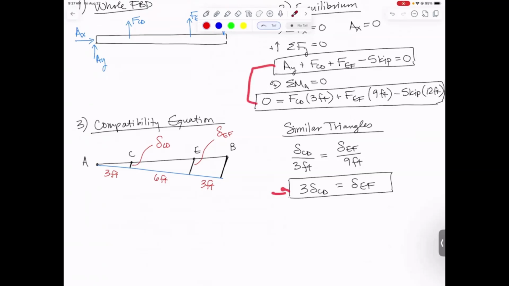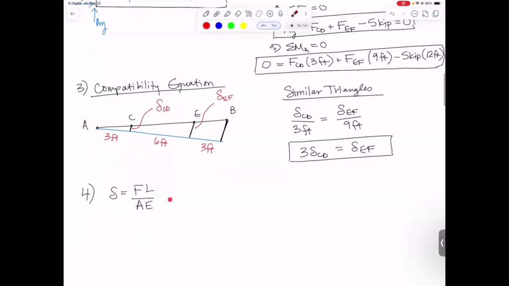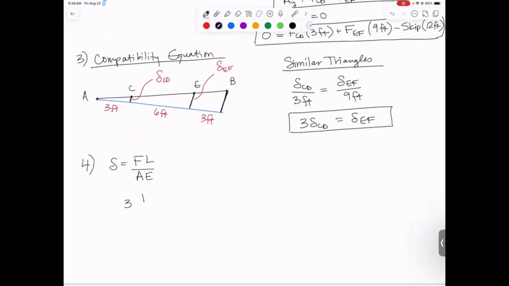Our next step, once we have that compatibility condition, is that we have equations up here that have forces. This equation has a deflection. We need to relate the deflections to the forces. We do that using our axial deflection equation: delta is equal to force times length over A times E. So let's plug that in right here in place of our 2 deflections and write our compatibility condition with forces in it. We're going to get 3 times the force in CD, the length of CD over the area of CD, modulus of CD, is equal to the force in EF, the length of EF over the area of EF, times the modulus of EF.